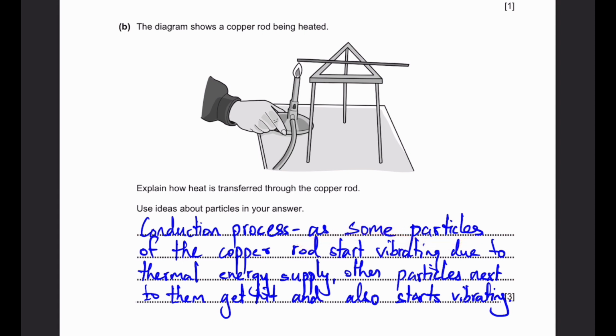As some particles of the copper rod start vibrating due to thermal energy supply, or in this case, the Bunsen burner, other particles next to them get hit and also start vibrating. So let's say there's particle here, and like that for the full metal rod. So let's say the Bunsen burner gives energy to these two first particles. Now they start vibrating quite a lot, and then the vibration causes this one to vibrate as well, and then that one causes this. It goes like that until it goes through the full copper rod. That means it is having higher amount of kinetic and thermal energy. So that's how you write the answer.